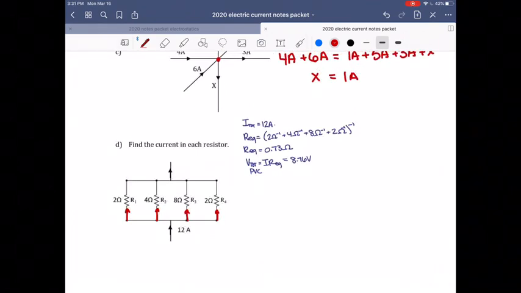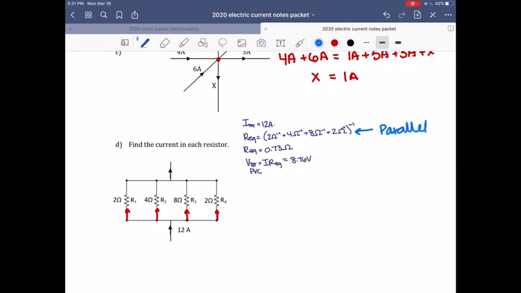Okay guys, so I did a little work ahead so we wouldn't spend all the time watching me and waiting for me to use my calculator. So I did a quick R equivalent calculation where this is a parallel circuit.